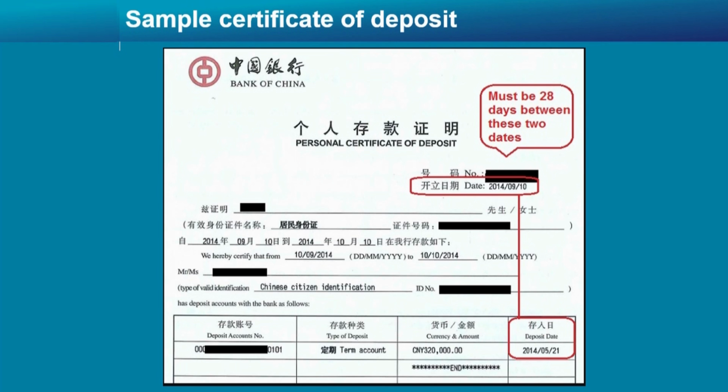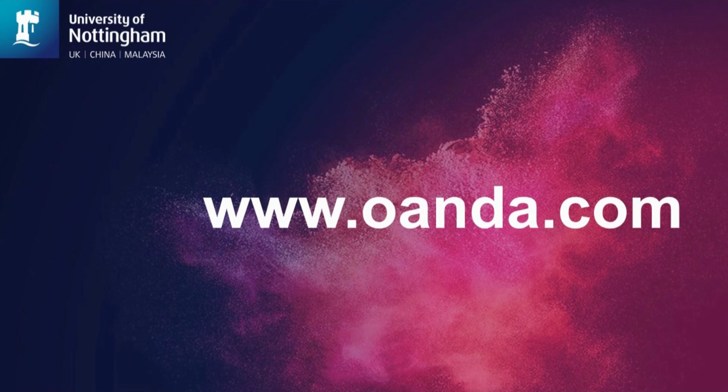And just to note that it's fine for the funds to be held in any currency. It doesn't have to be in pounds. You can rely on any currency, and if you want to check the exchange rate, we recommend using Oanda. So that's OANDA.com. That's a currency conversion website which UK Visas and Immigration use, so it's recommended that you use the same one.